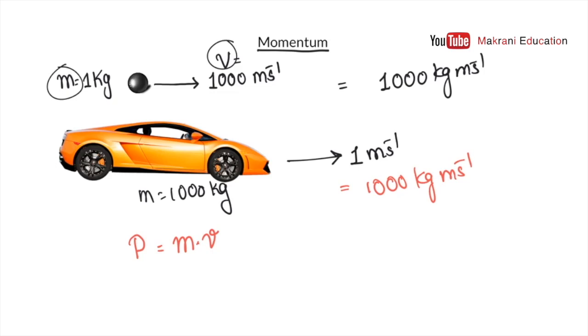So here we can say that the dimensional formula of momentum will be M^1 for mass and L^1 T^-1 for velocity. So here your formula will be M^1 L^1 T^-1.